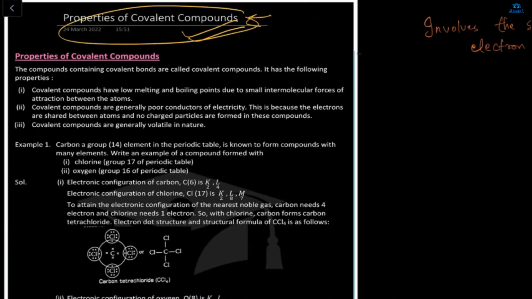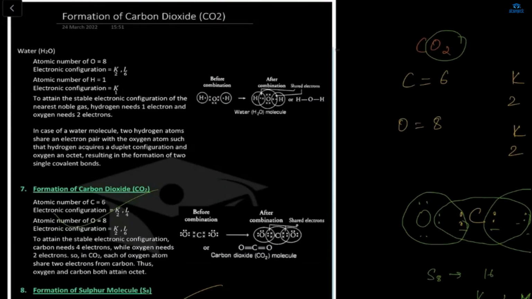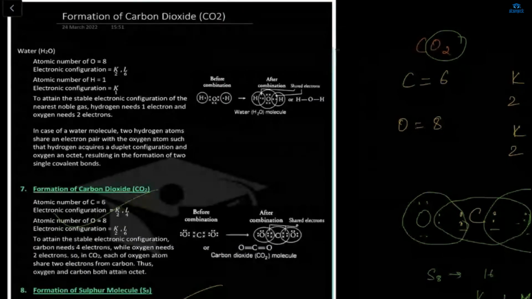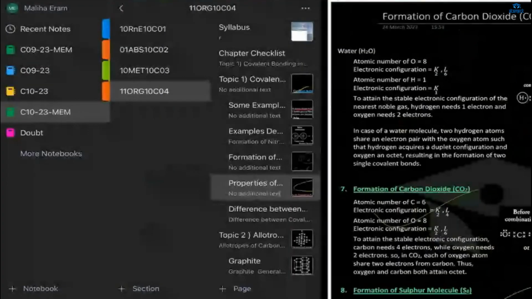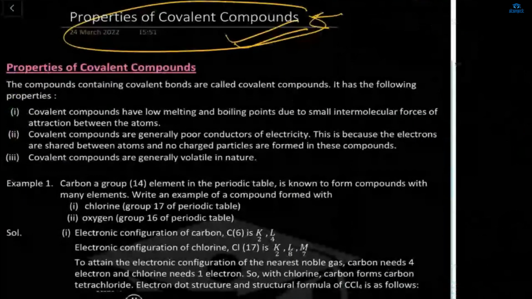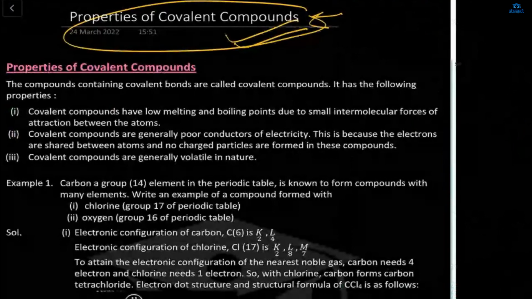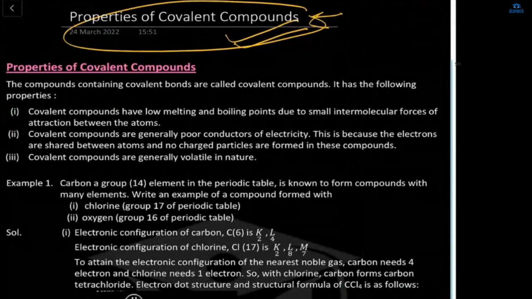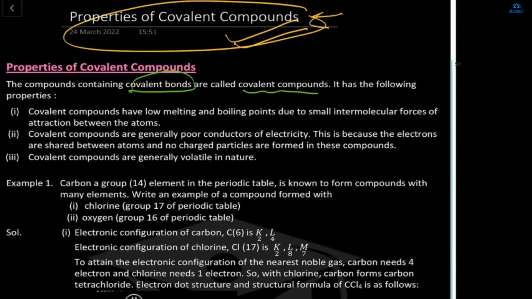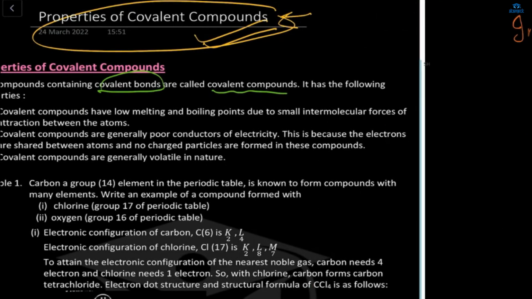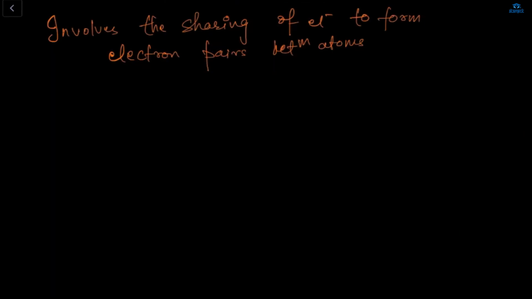In the last class we studied the formation of different types of compounds, right? So today we will be learning about the properties of covalent compounds. Now, what are covalent compounds? The compounds containing covalent bonds are called covalent compounds. In very simple language, it involves the sharing of electrons to form electron pairs between the atoms.